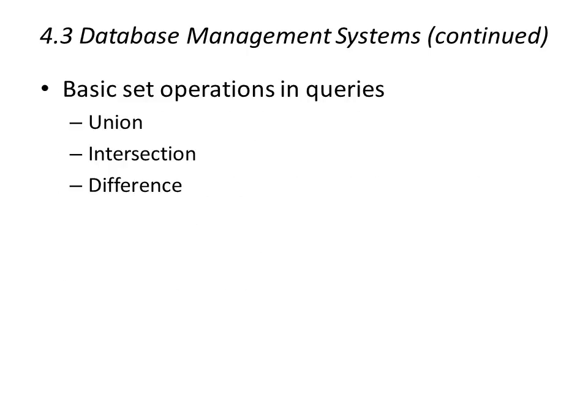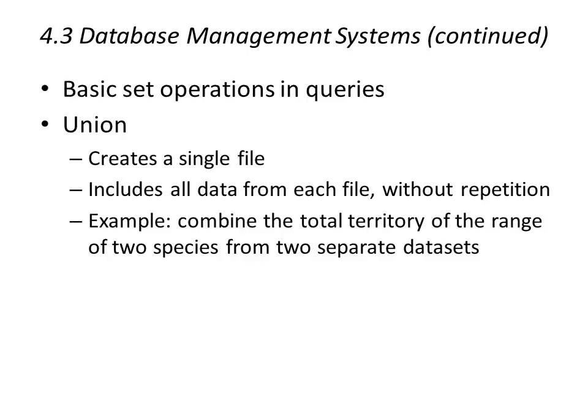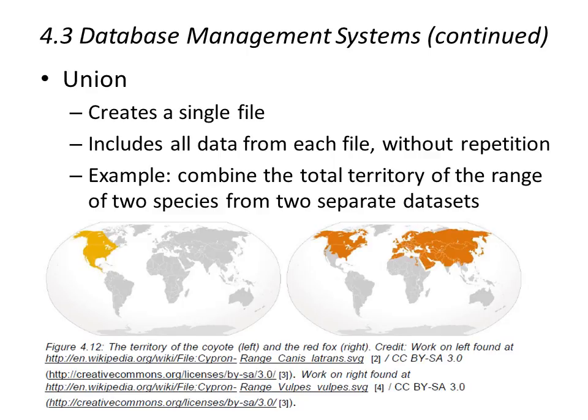There are some basic set operations that are often used in queries. These include three dominant processes: unions, intersections, and difference. First of all, we'll look at union. Union creates a single file that includes all data from each file without repetition. For example, you might want to combine the total territory of the range of two species from two separate data sets. So here's an example where union would create a single file.